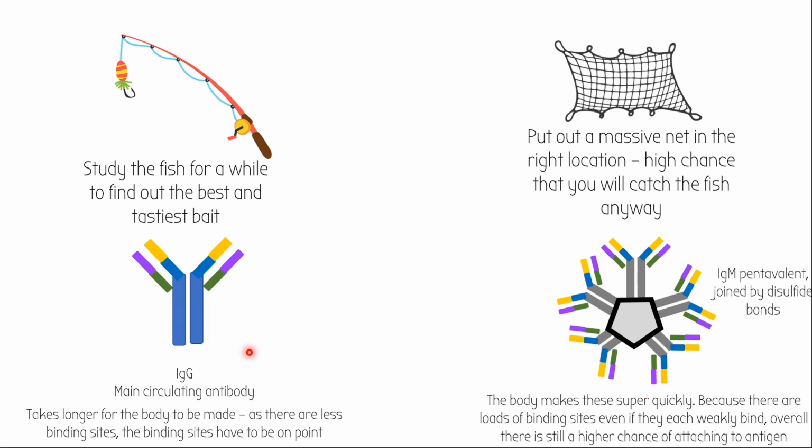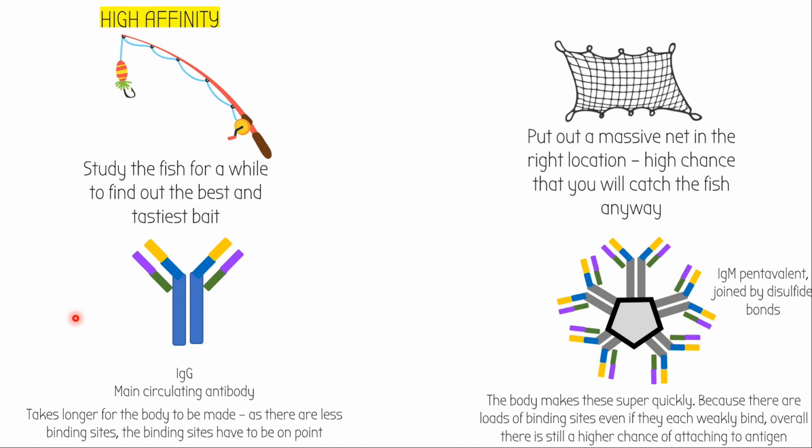Studying what the fish exactly likes takes a longer time, because basically you have to perfect it. However, if you just throw a net in the middle of the ocean, that can be done fairly quickly. Obviously you have to know where to put your net, so you have to have a rough idea of your variable region, but it doesn't have to be as specific as your IgG.